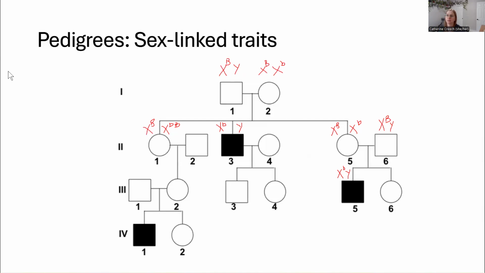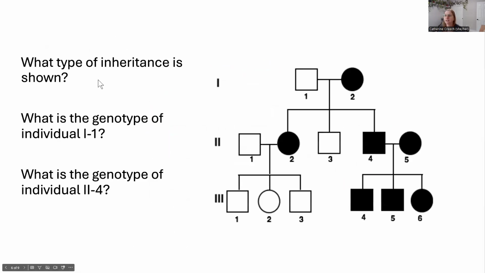Cool. So when you're looking at pedigrees, if it's skipping generations and showing up from parents that do not have the trait, but it's only men that are getting affected, it's a sex-linked recessive pedigree. Let's look at a practice one.